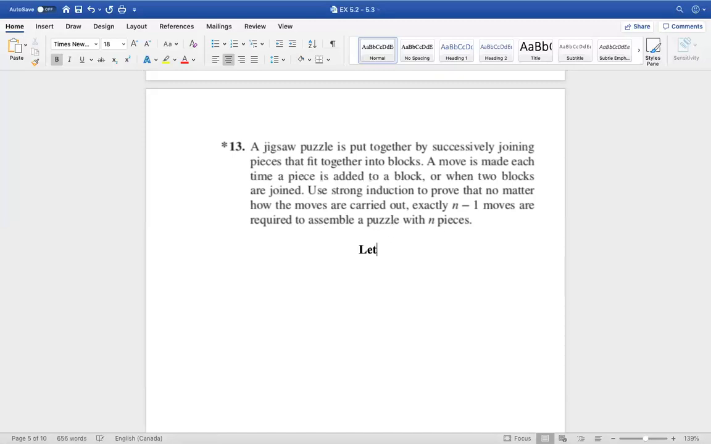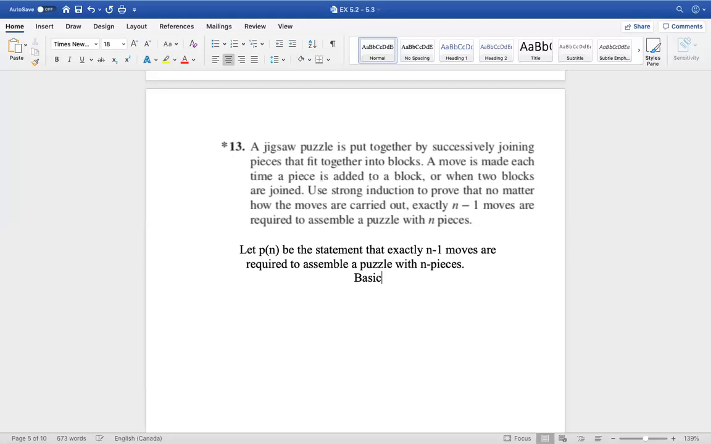Okay, so just like with any other proof, we start by defining what our P(n) represents. So let P(n) be the statement that exactly n-1 moves are required to assemble a puzzle with n pieces. So this is our P(n).